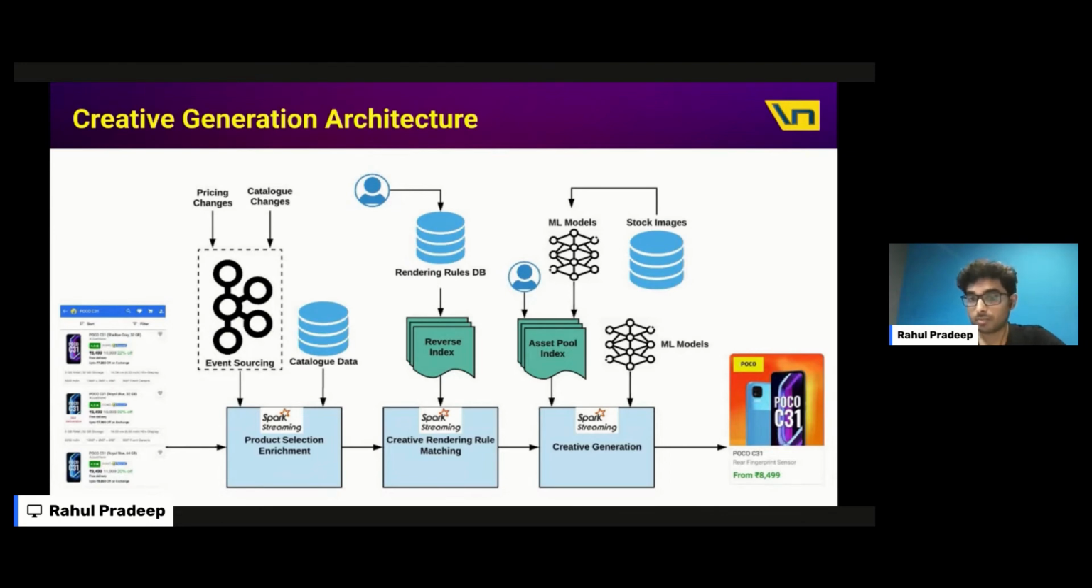Once we do that enrichment, we have almost all the information that we could get from the product selection, to be able to use it in my creative. But that's not it. I cannot start my creative generation yet. First thing to figure out is what templates will I use, right? There could be hundreds of templates in play. There could be a bigger image that I can render, or a smaller format that I can render, which works best, right? So we do something called rendering rule matching.